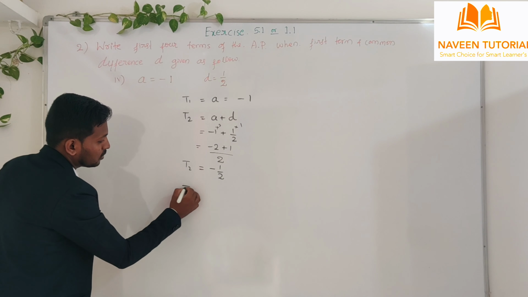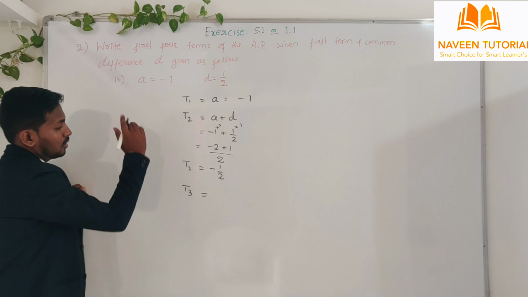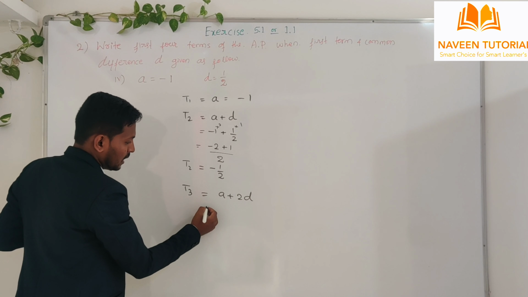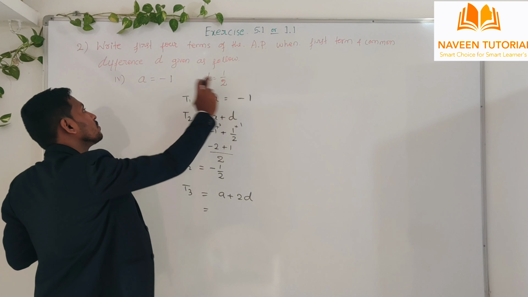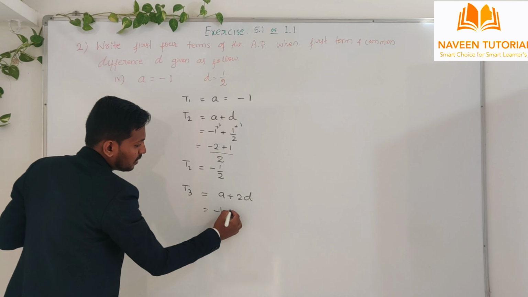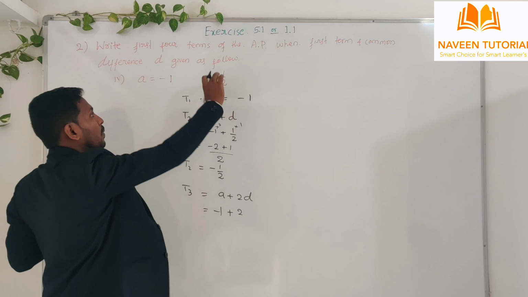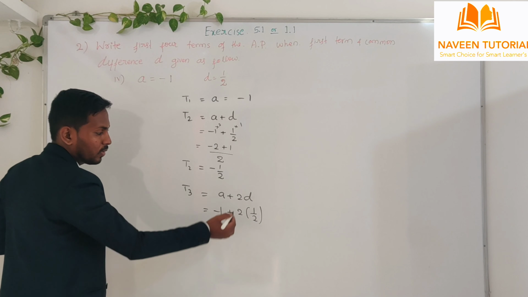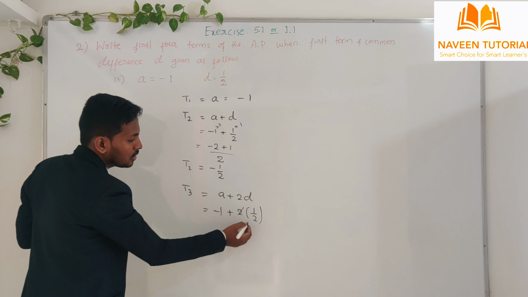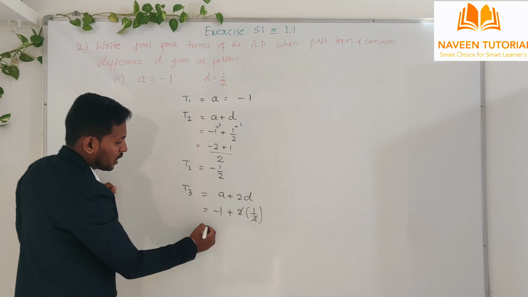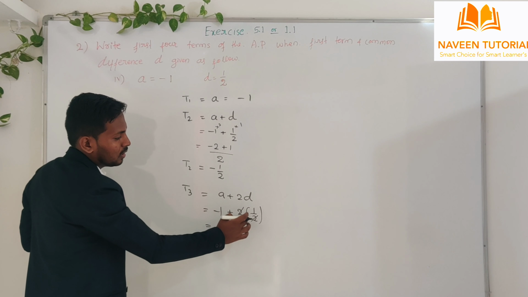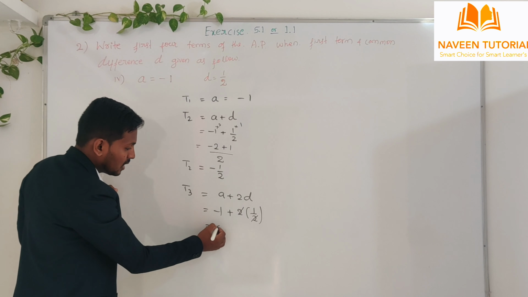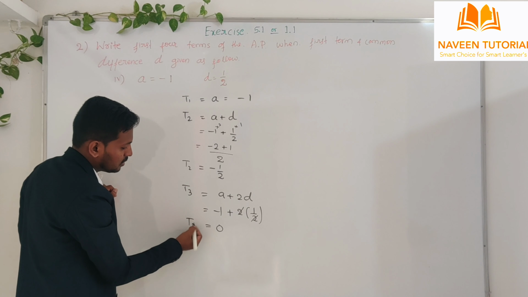Now T3. T3 is equal to, very simple, A plus 2 times D, that is my A value is minus 1, so write minus 1 plus 2 times the common difference D value 1 by 2. Now here we can cancel this 2 and this 2. Here we have only minus 1 and here plus 1. So minus 1 plus 1 get cancelled and the T3 value is 0.